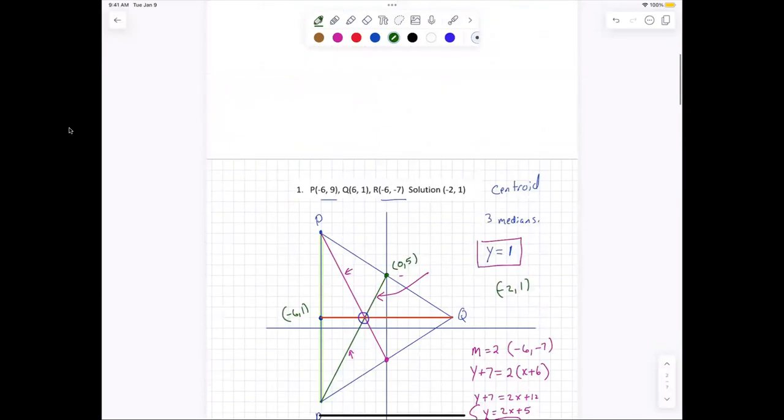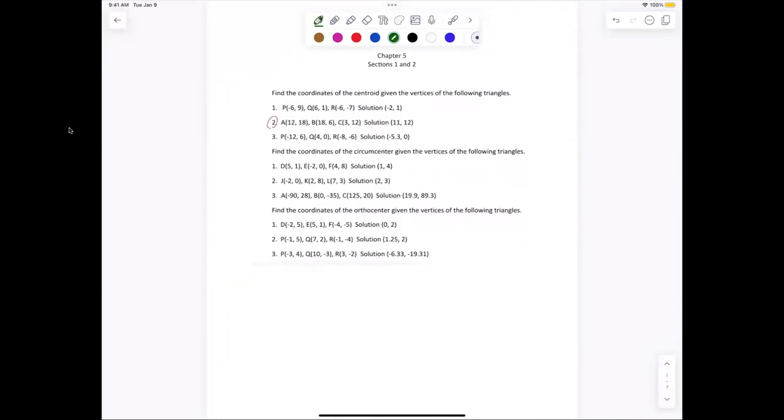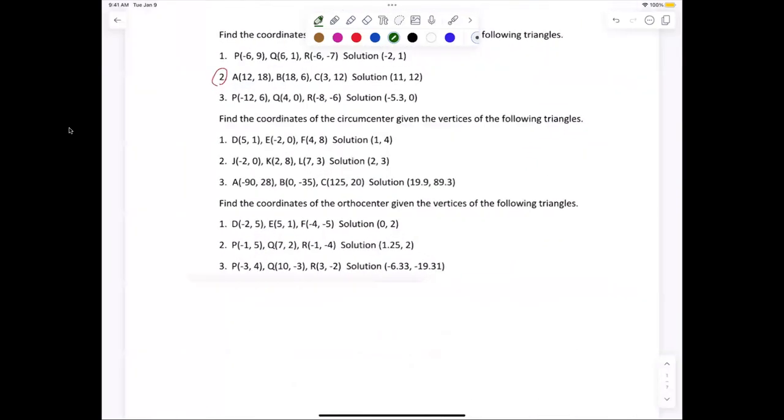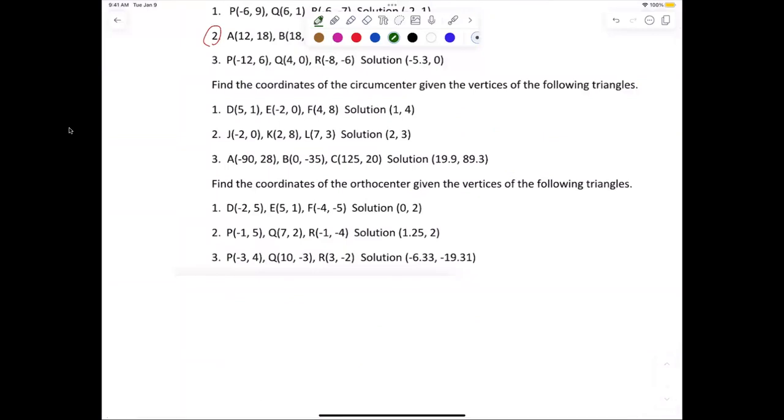Okay, so now let's go back now. We did the circumcenter. All right, which did we do number 3 yet? Oh, that one's really obnoxious. I don't really care about number 3 for the circumcenter. Look how big those numbers are. 125. I didn't realize it. Did we do number? So let's do number 2. All right, let's do number 2 now. All right.